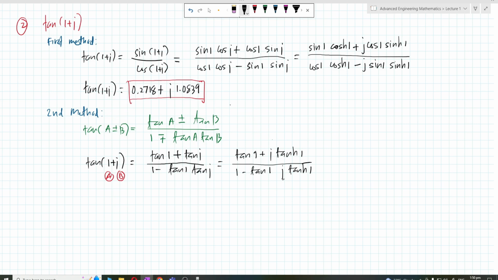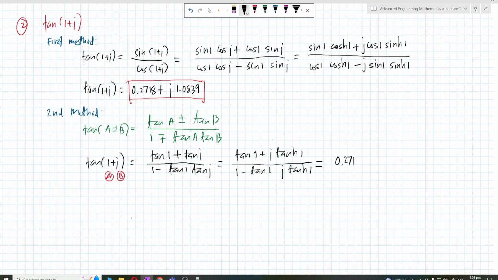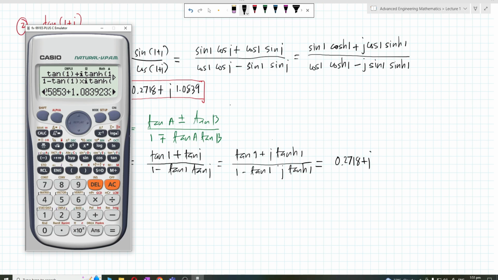So this, guys, you can now type in the calculator. Let's do it. Tan 1 plus j hyperbolic tangent of 1, over 1 minus tangent of 1 times j hyperbolic tangent of 1. It should be the same: 0.2718 plus j 1.0839.